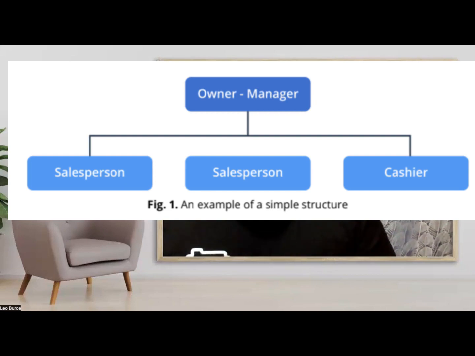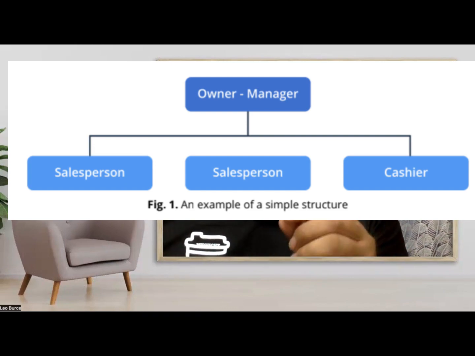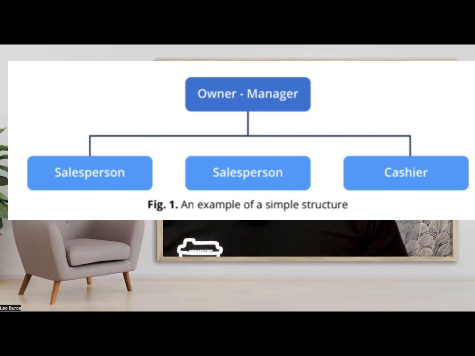The first type is the simple structure. The basic structure design centers on the owner of the business as the major decision maker. It deals with a simple environment where the employees' tasks are not specialized and they report to and receive orders directly from the owner. This structure is usually seen in small businesses or organizations.